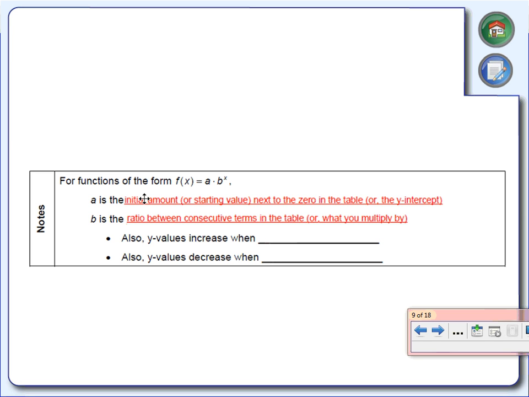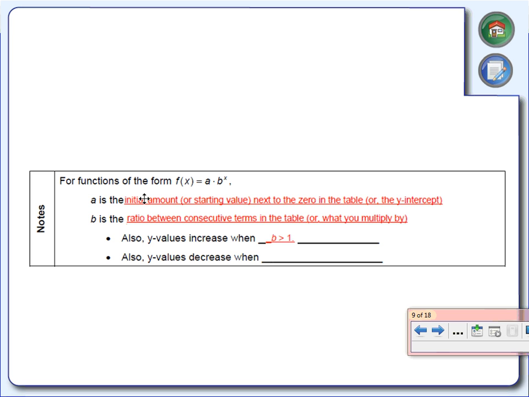All right, so let's take a look here. The y values are going to increase, and your B is a number that's greater than 1. Like the 2, the 3, the 5, and so on. Anytime we got a B value that's greater than 1, those y values are going to increase. They're going to get bigger.